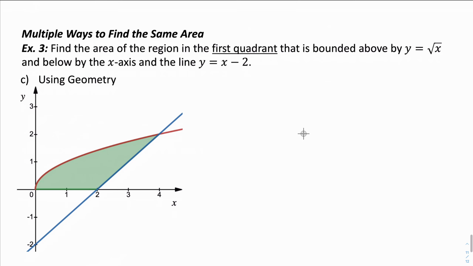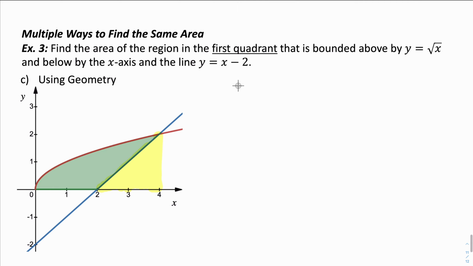Okay. How would we do this geometrically? Well, geometrically, we could think of this as just being the integral of the square root function, because we have just the first quadrant. So if I just took the integral from 0 to 4, that would give me the area of all of that space, plus this little region there.